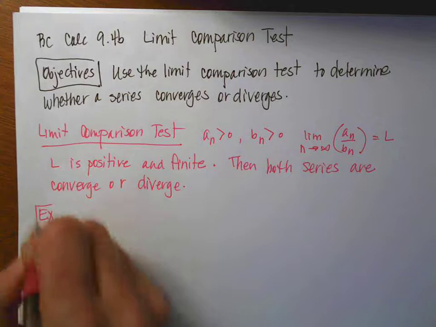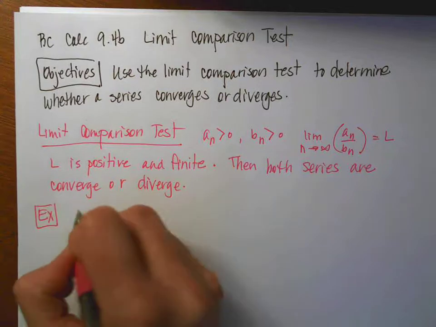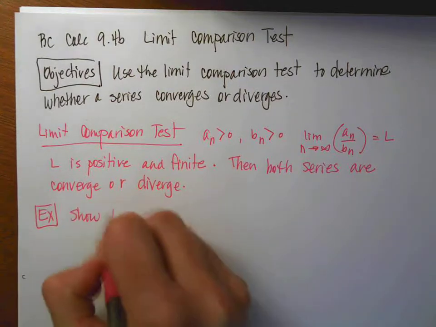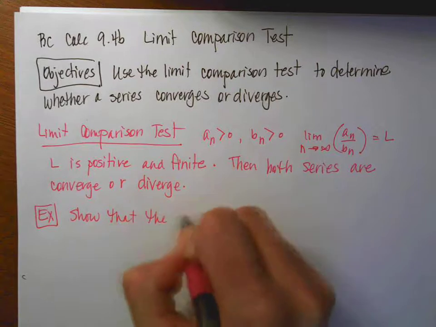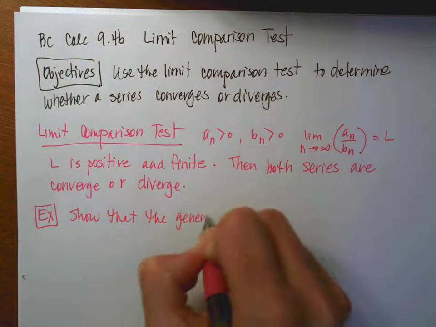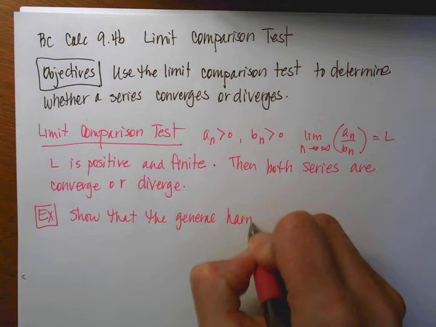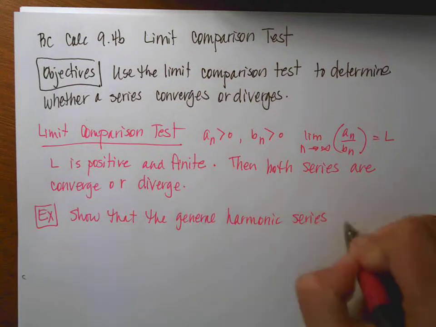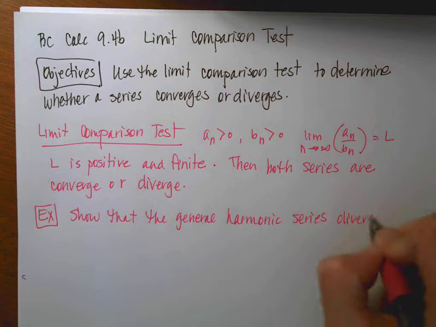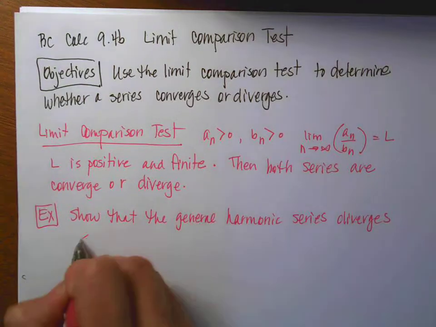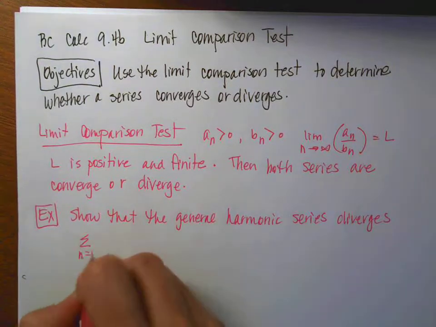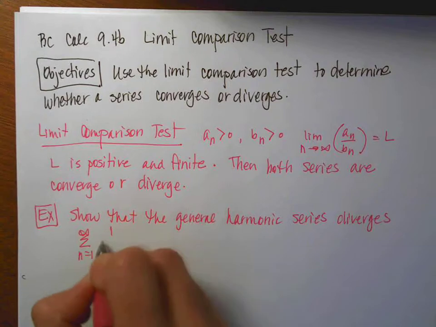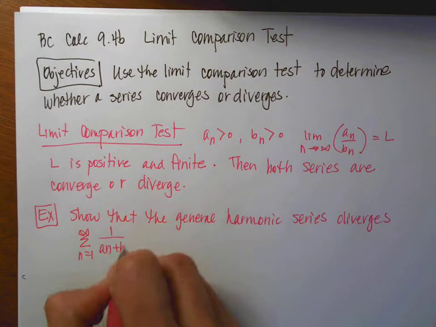All right, so for our first example, I want to show that the general harmonic series is going to diverge. And that is the sum from n equals 1 to infinity of 1 over a sub n plus b.